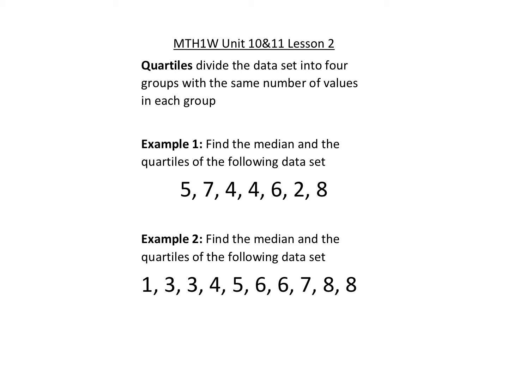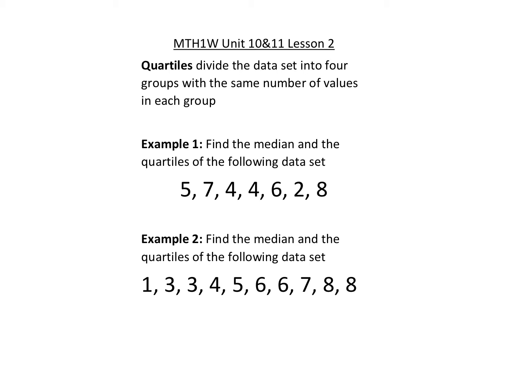So here we have a set of data, and we want to determine the median of the data and the quartiles. So the quartiles are dividing the data set into 4 equal groups with the same number of values in each group. So think of quarter as 4. So you're dividing the data into 4 equal groups of data with the same number of values in each group.